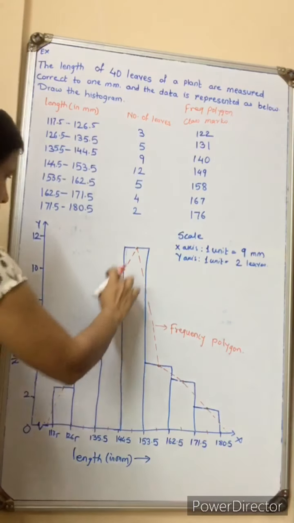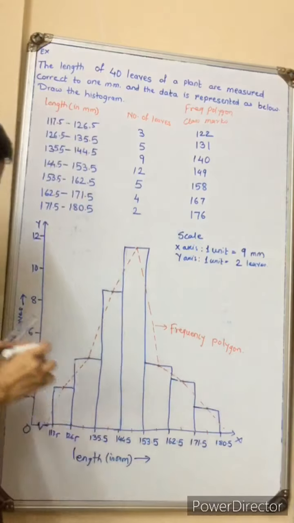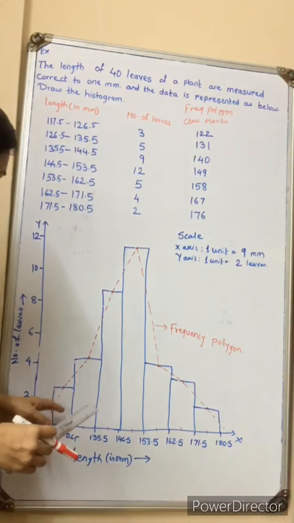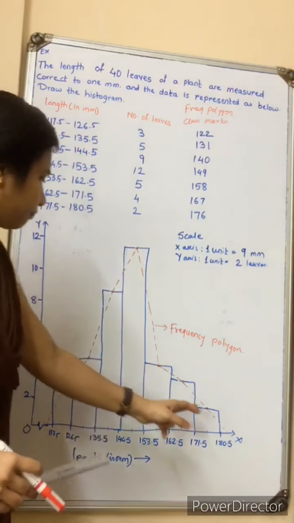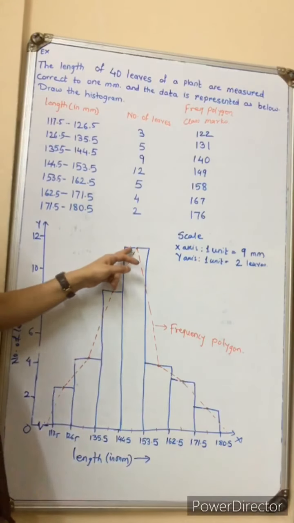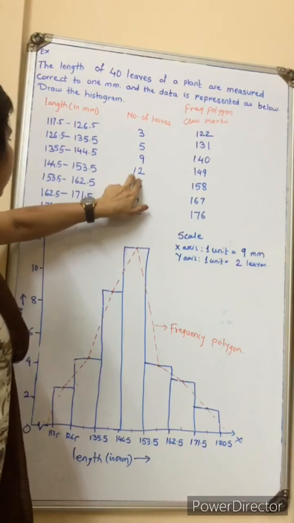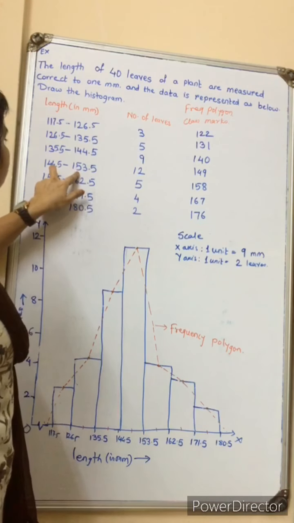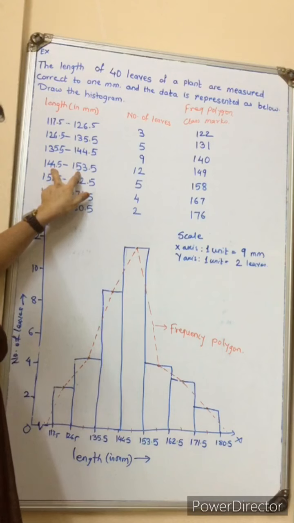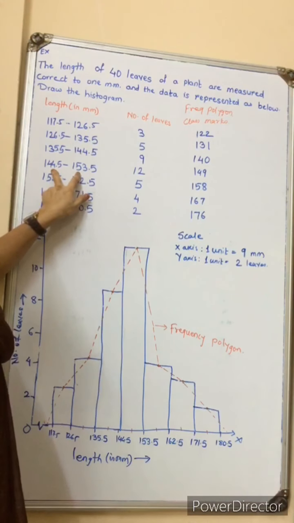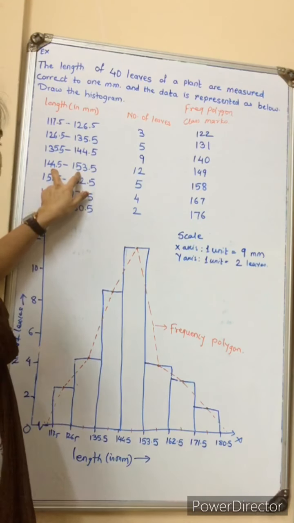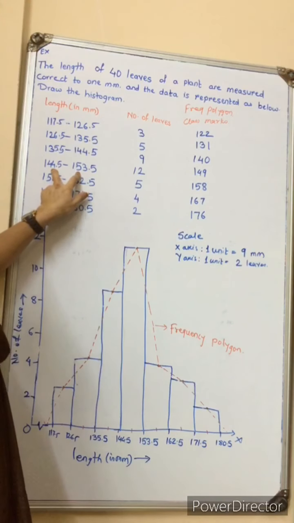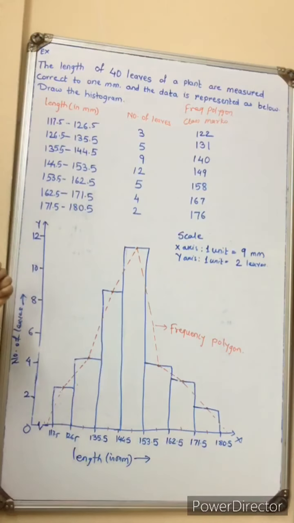Correct? By seeing this graph, we have an idea about the maximum. We can say that the maximum number of leaves have length in between 144.5 and 153.5. I cannot say exactly 144 or 153; it is in between 144.5 and 153.5.